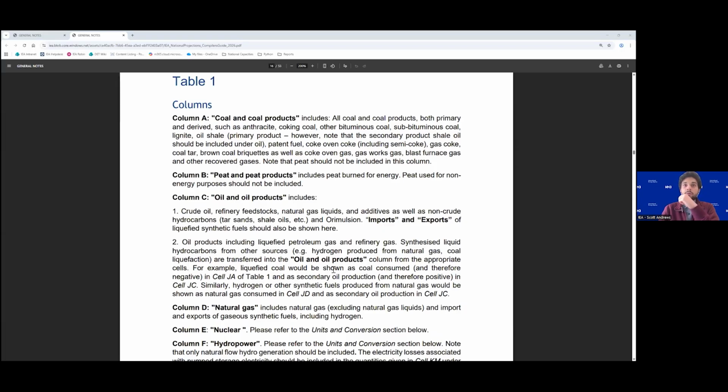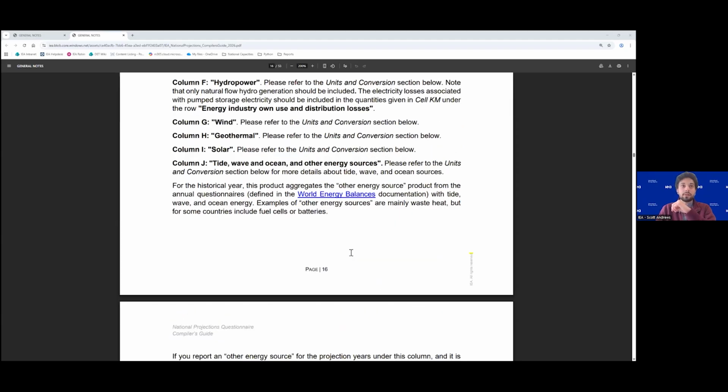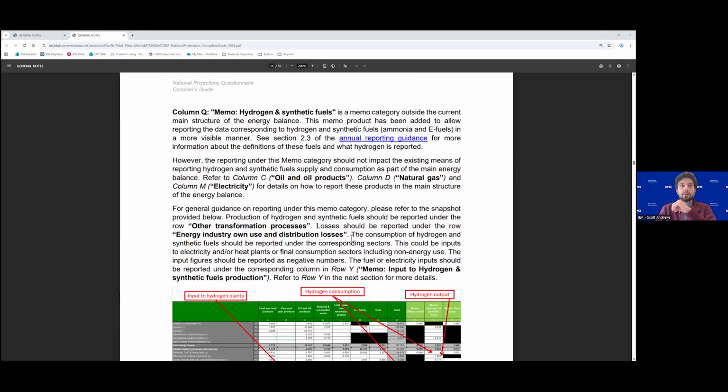For example, liquefied coal would be shown as coal consumed, and it gives a certain L, as well as secondary oil production. And similarly, hydrogen or other synthetic fuels produced from natural gas would be shown as natural gas consumed. I can show that this is the product in row for other transformation, cell JD, and secondary oil production in cell JC. So yes, the synthetic fuels in the main balance would be under oil and oil products in other transformation. And then, you're right, they would also be reported in the memo category for synthetic hydrogen and synthetic fuels, according to, if I scroll down this diagram here, the description under column Q, memo hydrogen and synthetic fuels.